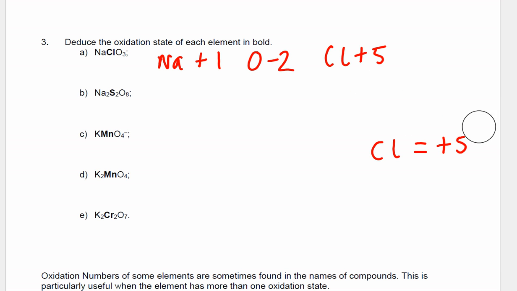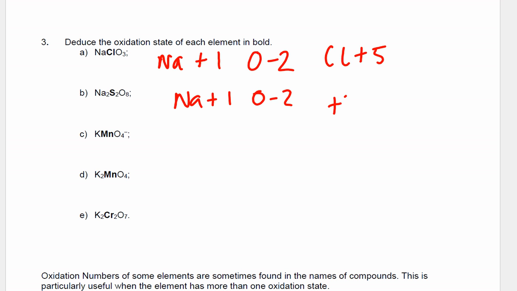In the next one, we've got Na2S2O8. We know that sodium is +1. We know that oxygen is -2. So to work out the sulfur, I'm going to do the following sum. There are 2 sodiums, so that adds up to +2, plus 2 sulfurs, and we've got 8 oxygens. Each oxygen is -2. 8 times -2 gives me -16. There's no charge, so that will come out at 0.